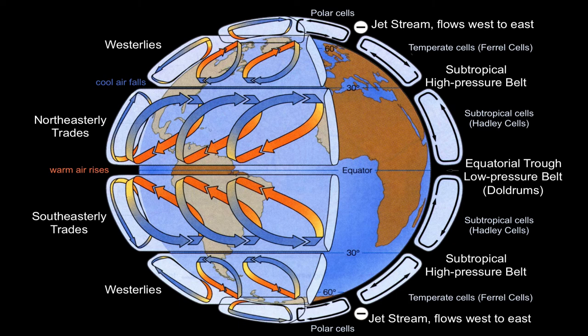With the cells, is there a specific size that they normally stay? They might fluctuate a little. For example, the jet stream will bump up and down, but they're generally between 30 and 60 degrees.